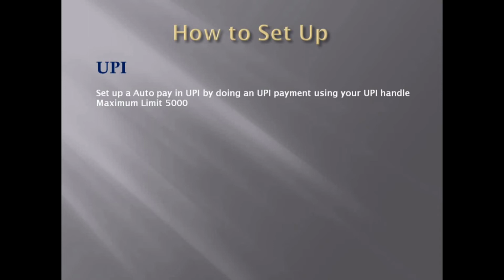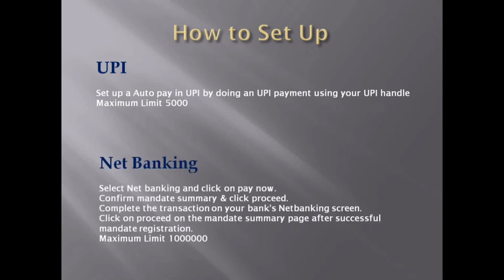If you want a bigger transaction, then you can use net banking. Once you do the mandate setup, you have to choose net banking and click on pay now. Then it will show the mandate summary and all those things. Then in net banking you have to log in and complete all the authentication. Once the mandate page is successful, it will come back to your Minipot application, and then your mandate is successful. Using a net banking mandate, you can transact up to 10 lakhs. So these two ways you can set up your Minipot, and it will automatically be saved into your Minipot from your bank.